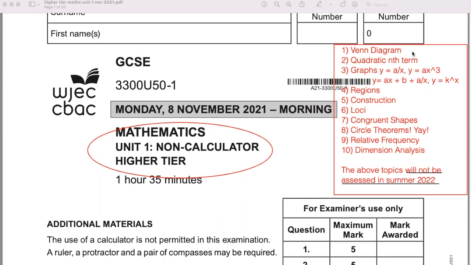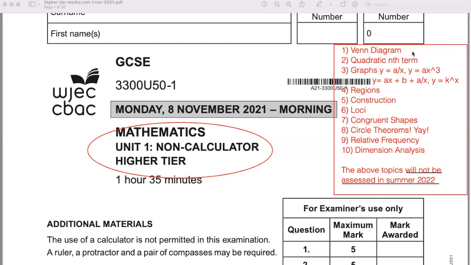Number one, Venn diagram. So anything to do with understanding and using Venn diagrams to solve problems, or anything to do with identifying all the outcomes of a combination of two experiments using Venn diagrams. So those sort of things would not be in your exams.